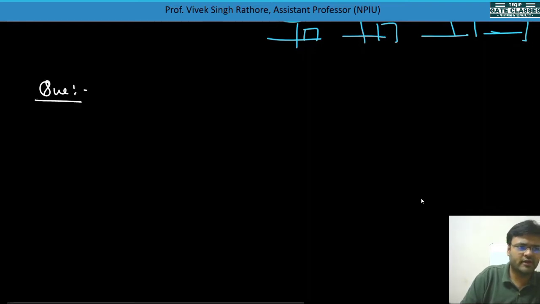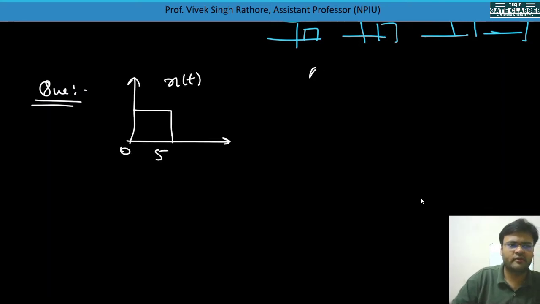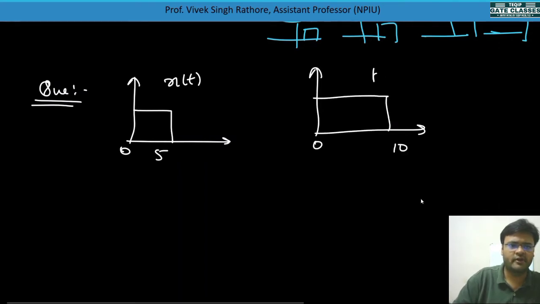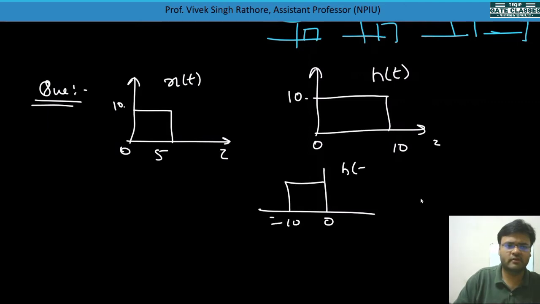This question was there. Actually what we are doing is, this was 0 to 5, let's suppose x of t, and you have been given the impulse response as 0 to 10, h of t. Let's suppose this value is 10 and this value is also 10. Now, h of minus t: first of all we'll change the domain to tau, and then this will be 0 to minus 10, h of minus tau will be there, and this value will be 10 only.